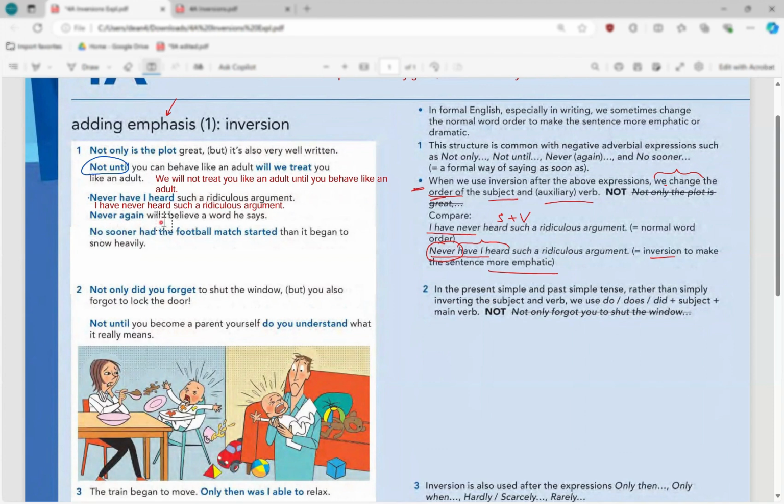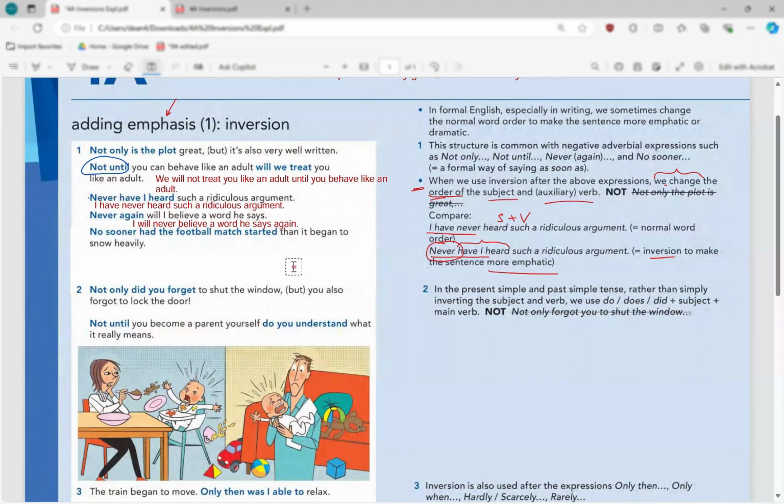Okay. Never again will I believe a word he says. If I want to make normal, I will never believe a word he says again. I will never believe a word he says again. You see, this is a normal structure.